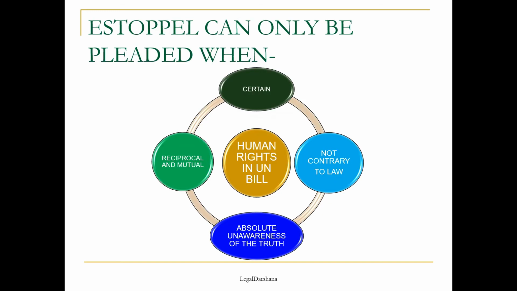Moving on to when estoppel can be pleaded. Estoppels can only be pleaded when they are certain, they do not circumvent the existing laws or are not made contrary to the laws. They must be reciprocal and mutual, that is, accepted by the other party and stated by the first party, and the terms of estoppel must bind both the parties.